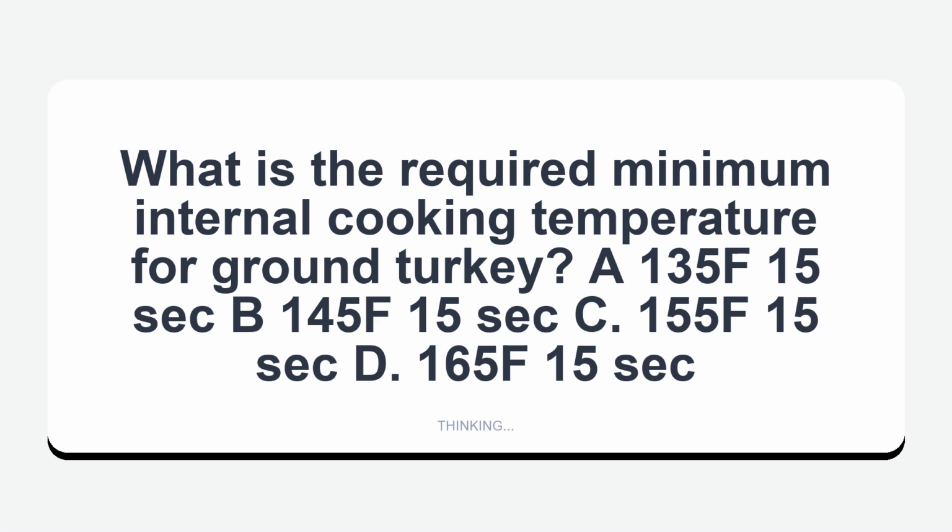ServSafe Manager Chapter 6, The Flow of Food. What is the required minimum internal cooking temperature for ground turkey? A. 135°F for 15 seconds. B. 145°F for 15 seconds. C. 155°F for 15 seconds. D. 165°F for 15 seconds.